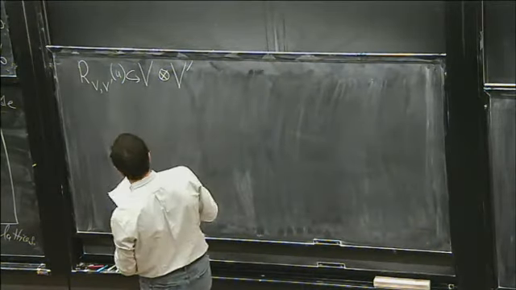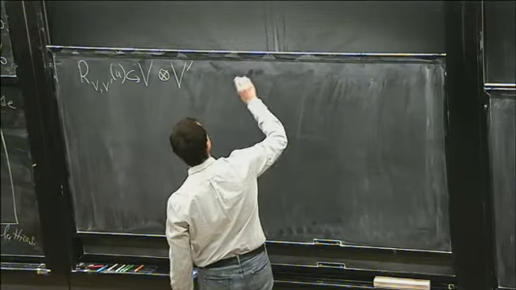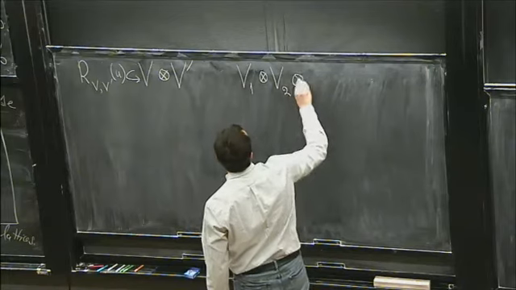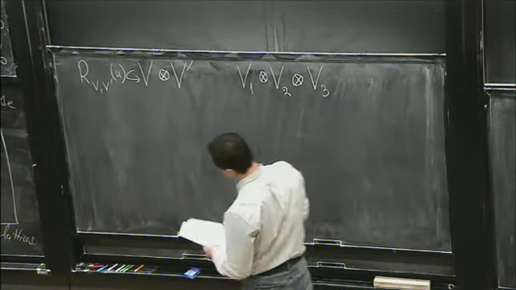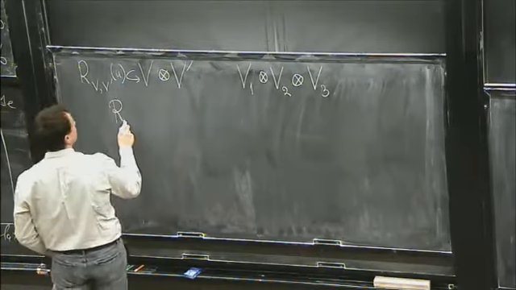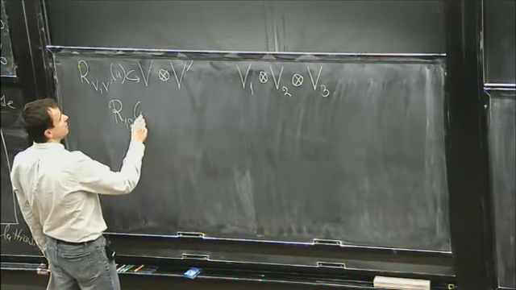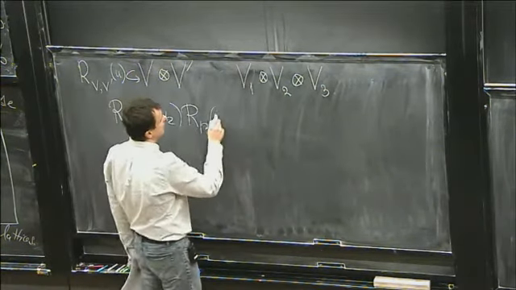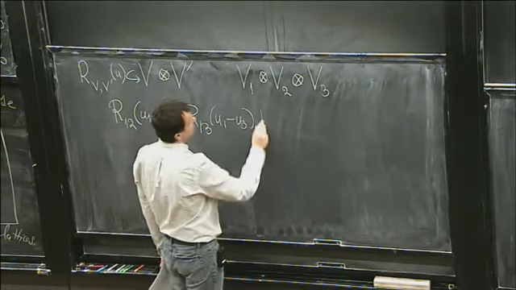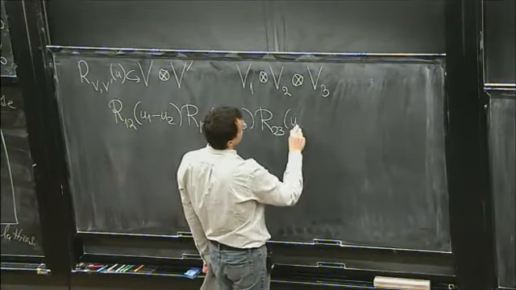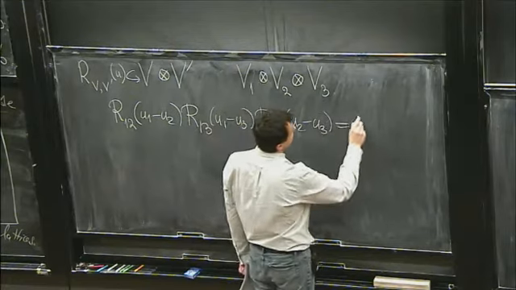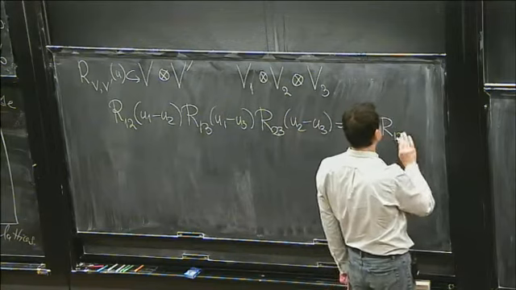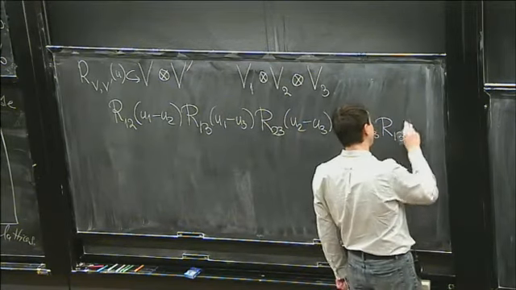And the equation reads, this is an equation now in the triple tensor product. If you consider the tensor product of three spaces, then the equation you write, you act by this operator in the first and the second factor with variable u1 minus u2, in the first and third, u1 minus u3, and in the second and third, u2 minus u3. And that's equal to the other way around.